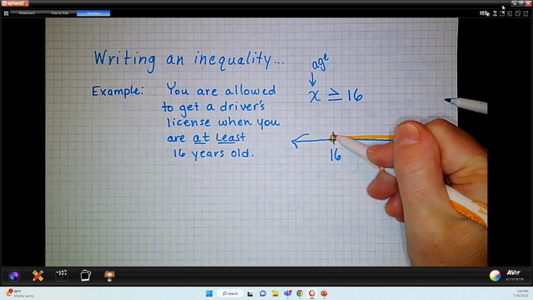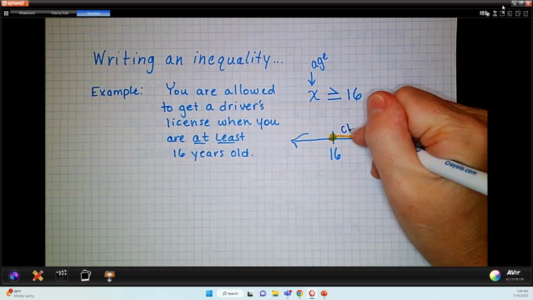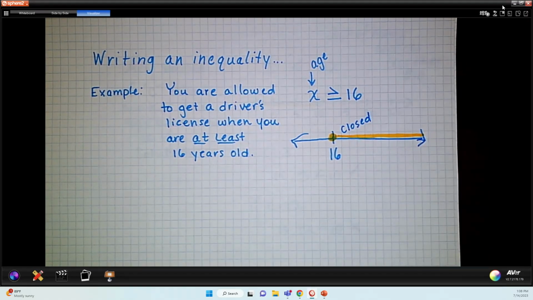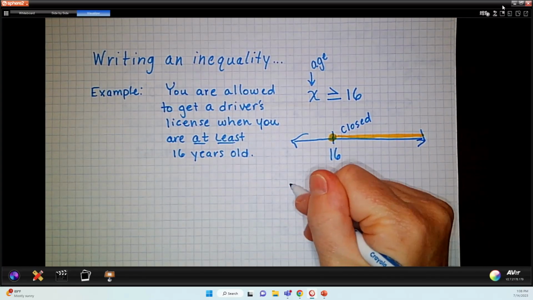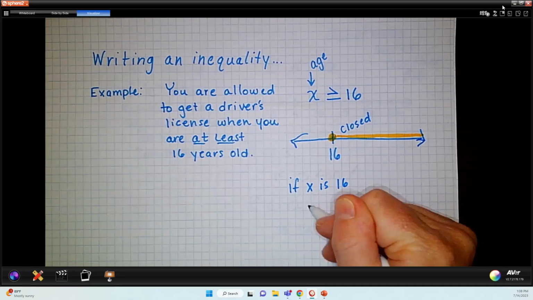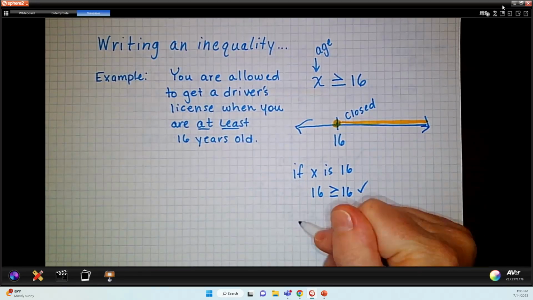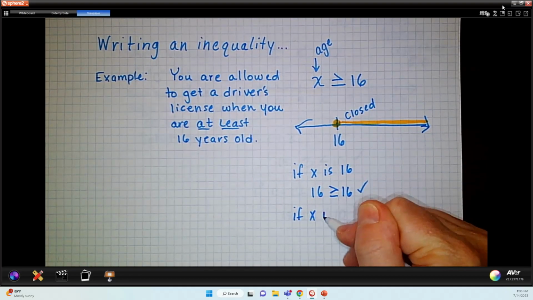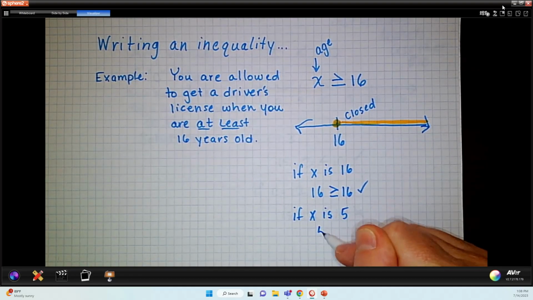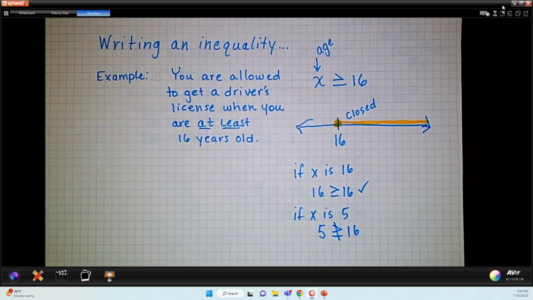In this case, we would use the closed circle. We would use a closed circle because 16 could be the solution. So if X is 16, 16 is greater than or equal to 16, and that would work. If X is 5, 5 is not greater than or equal to 16, that would not be a solution.